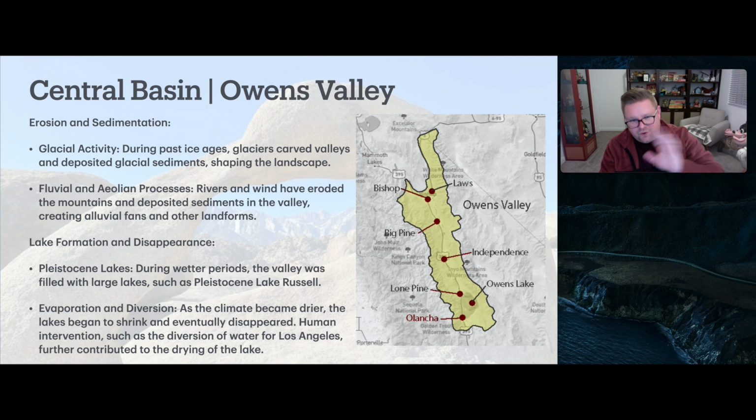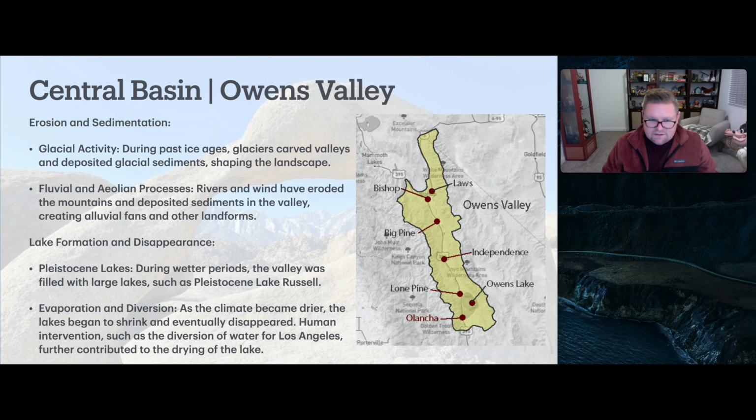Now, during the Pleistocene, we had this chain of lakes. During much wetter periods in California's past, the valley was filled with large lakes such as Lake Russell. So you have, again, these massive lakes starting all the way up at Mono, and they were so big that they spilled over into Owens Valley, filling Owens Lake, and then moving farther down until it terminated down in Death Valley. So evaporation, diversion. As climate became drier through time, the lakes began to shrink, eventually disappearing.